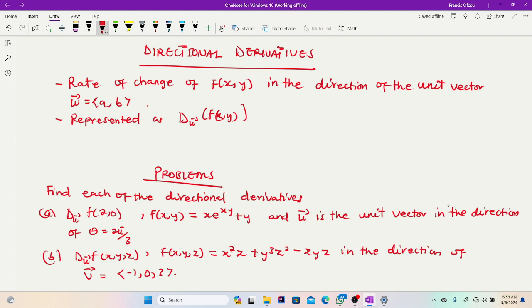It's generally represented as this. Whenever you see D and u with any function f of x or f of anything, this is asking you to find the directional derivatives. I have some problems here for us to solve, so let's quickly go through the problems so you understand this concept better.